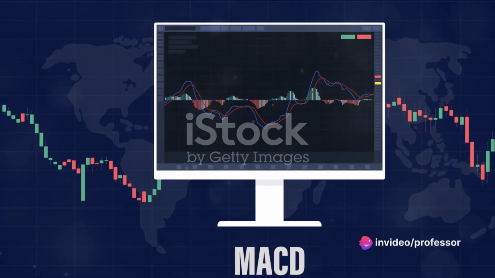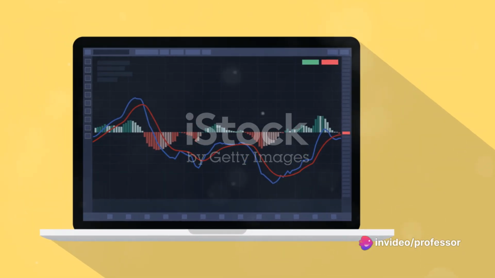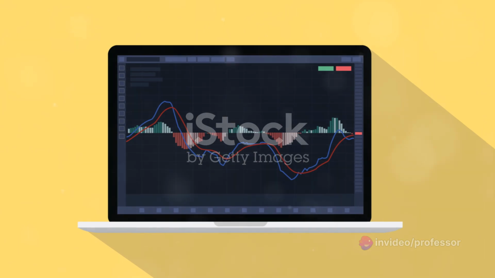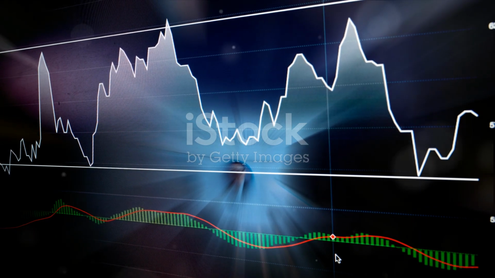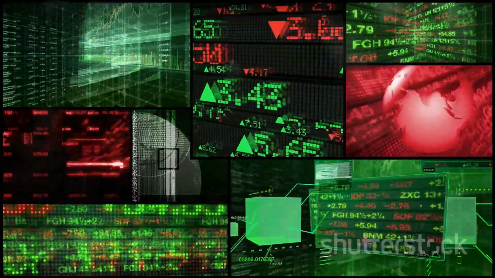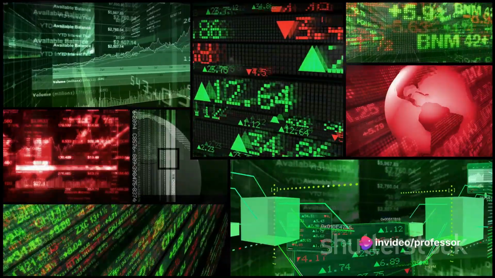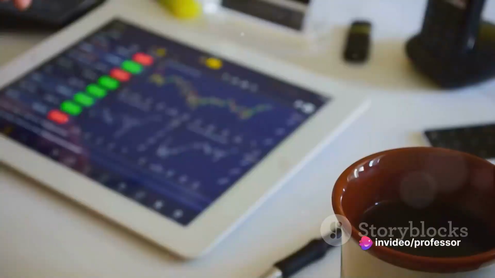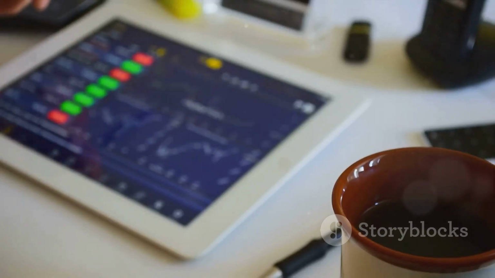Then we delved into the Moving Average Convergence Divergence, or MACD, a trend-following momentum indicator that can reveal potential buy and sell signals. It's a powerful tool, but like any tool, it's only as good as the trader who wields it. These indicators are vital for understanding the ever-changing landscape of the stock market, but they're not infallible. They're tools in your trading toolbox to be used wisely and in conjunction with other information.